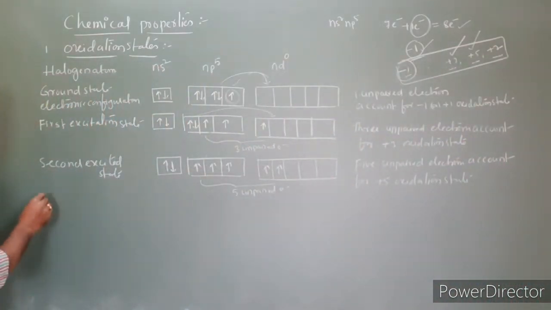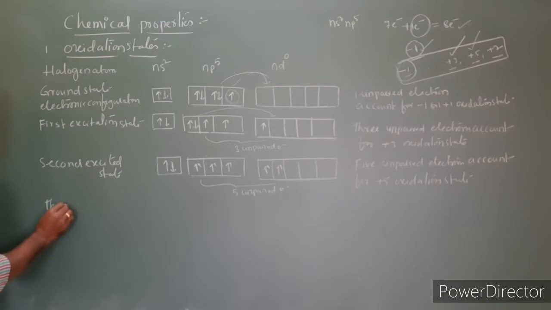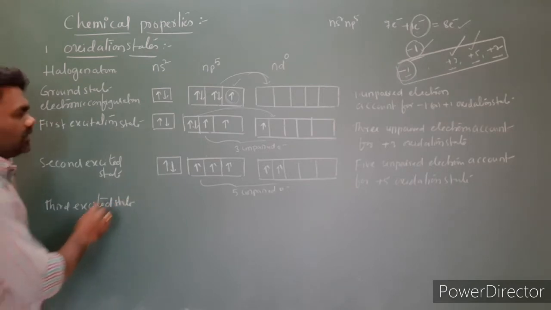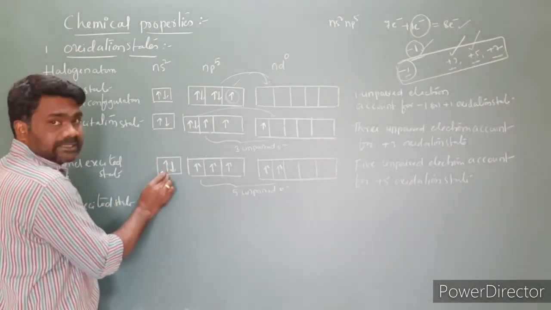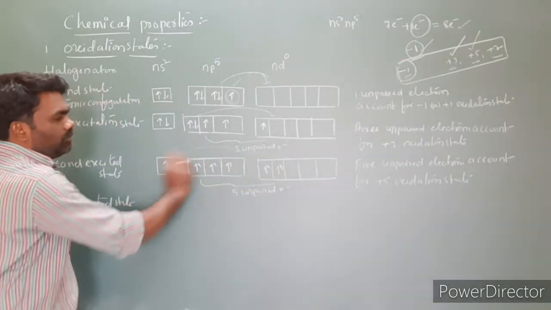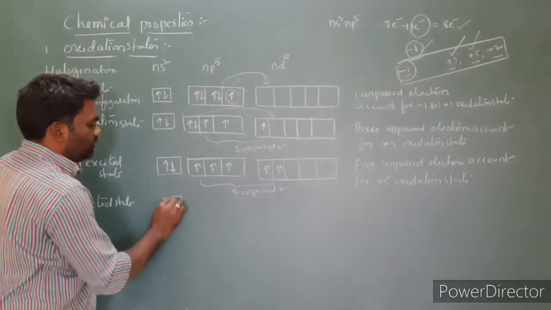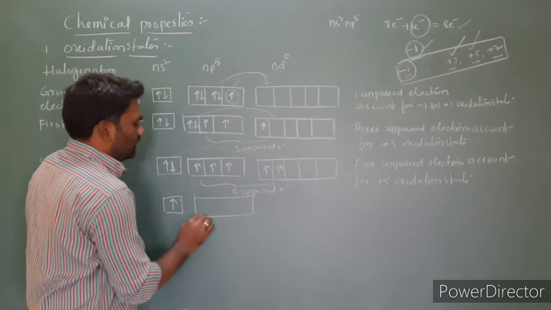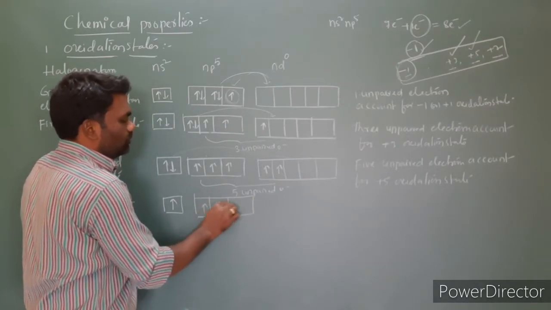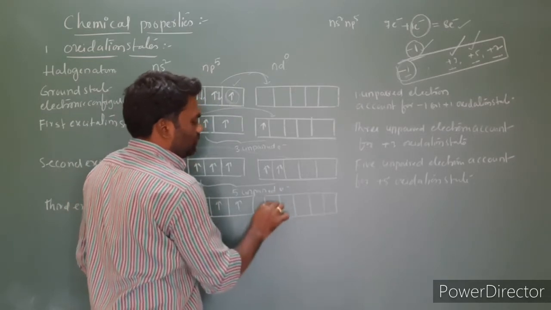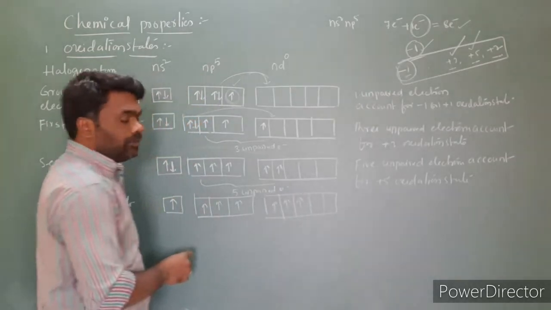So next, the third excited state. That means the electron present in the ns orbital also will be jumped into the d orbital. Then the configuration will become only one electron in the ns orbital. Then here are 3 unpaired as usual, 1, 2, 3, and there are 3 unpaired electrons in the d orbital, 1, 2, 3. Look at here.